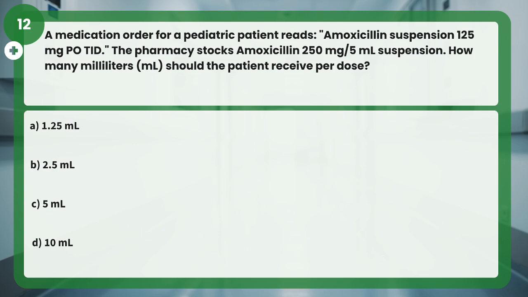Question 12. A medication order for a pediatric patient reads: amoxicillin suspension 125 mg PO TID. The pharmacy stocks amoxicillin 250 mg per 5 mL suspension. How many milliliters should the patient receive per dose? A. 1.25 mL. B. 2.5 mL. C. 5 milliliters. D. 10 milliliters.